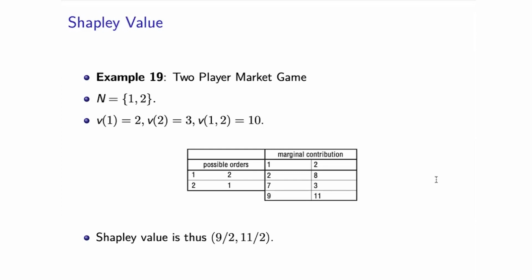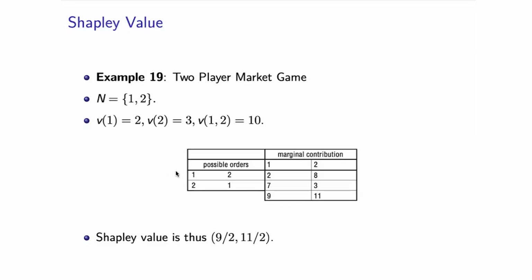So let's think about what the marginal contributions are in each case. Let's first consider 1 entering first, and then after that 2 enters. Initially the empty coalition had a value of 0, so when 1 enters, the marginal contribution is 2, and then 2 enters, and that brings the value up to 10. So 2's marginal contribution is 10 minus 2, or 8, right?